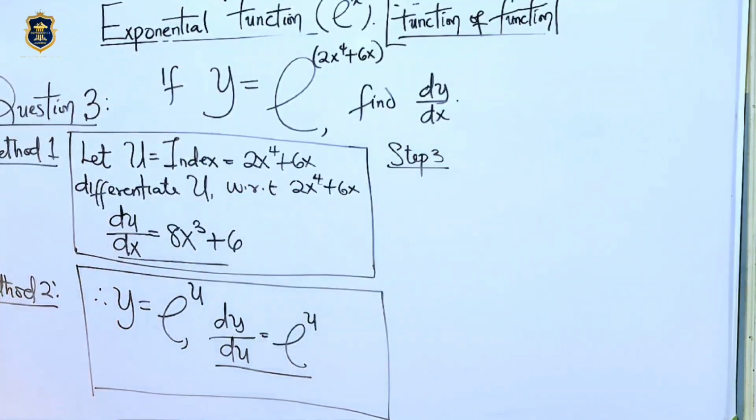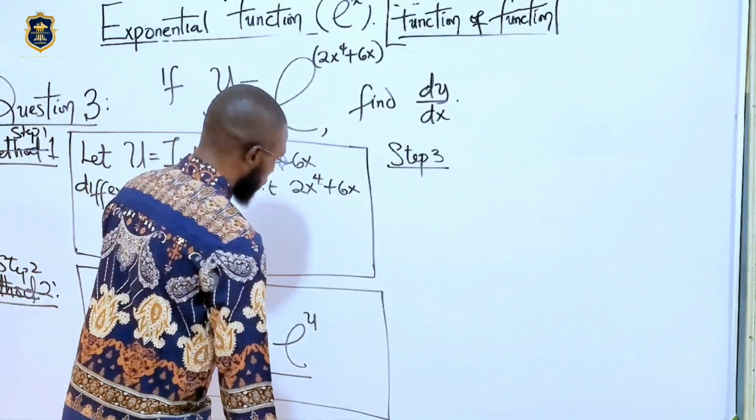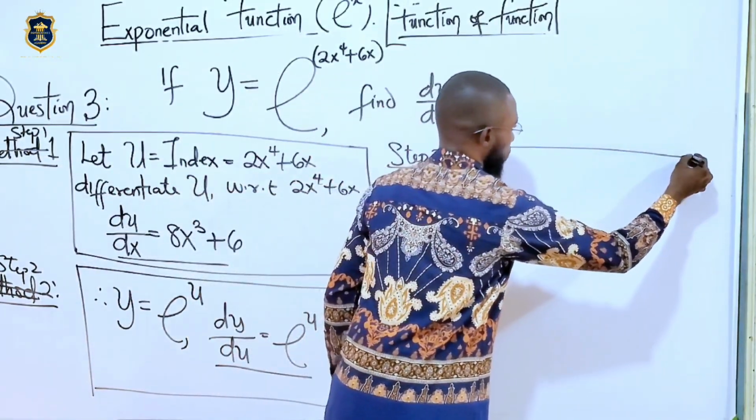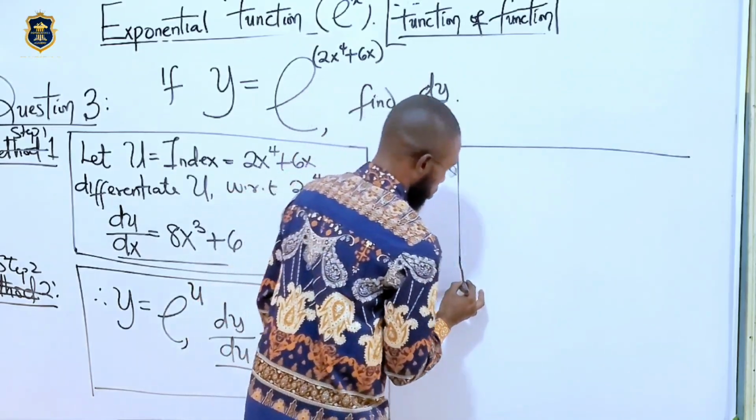I'm writing method instead of step. Don't mind me, guys. Please strike this out and put step. Step 1, and step 2. Strike that. So step 3. How do we use step 3? We use our formula.